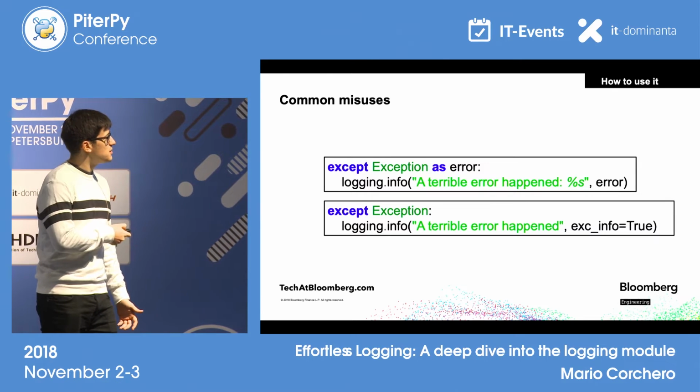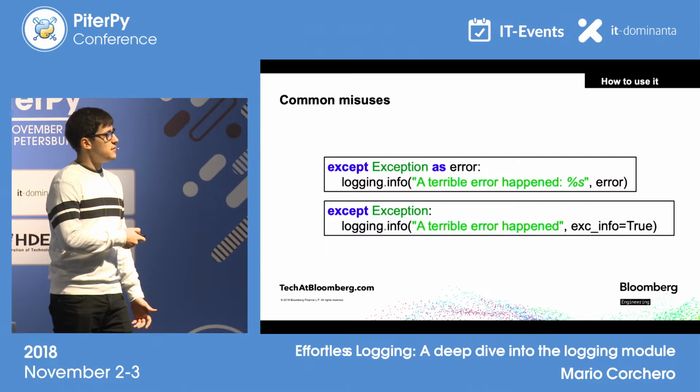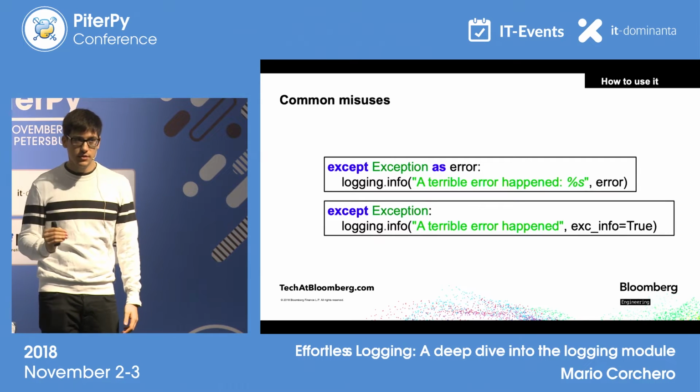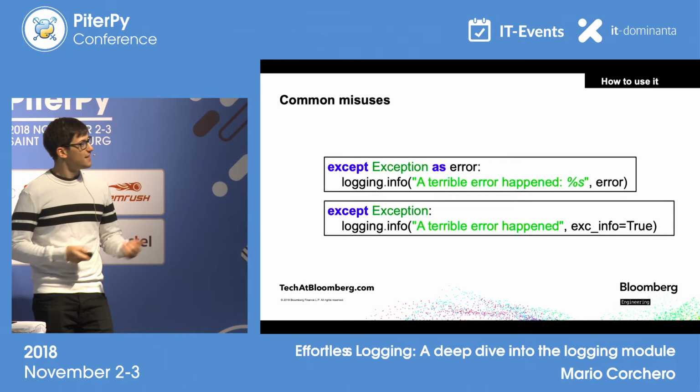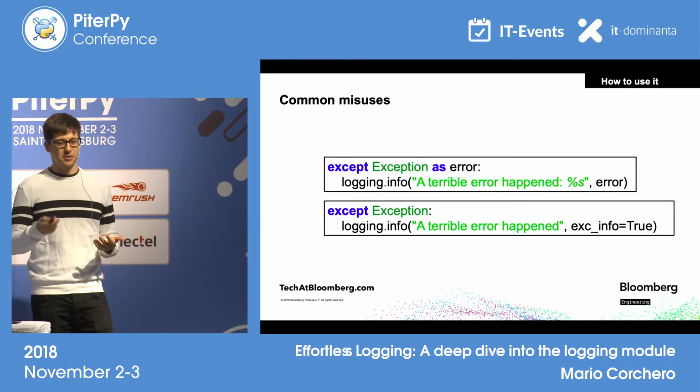What you really want to do is use exc_info. This is going to log the stack trace of your exception. It's going to log the type of the exception and then the string value of the exception. So this is much more useful when you're trying to debug your problem.